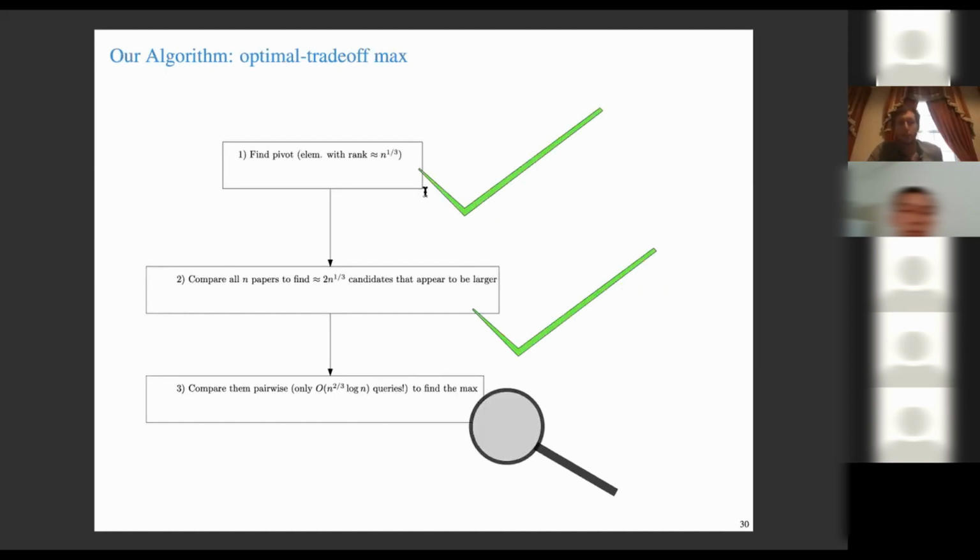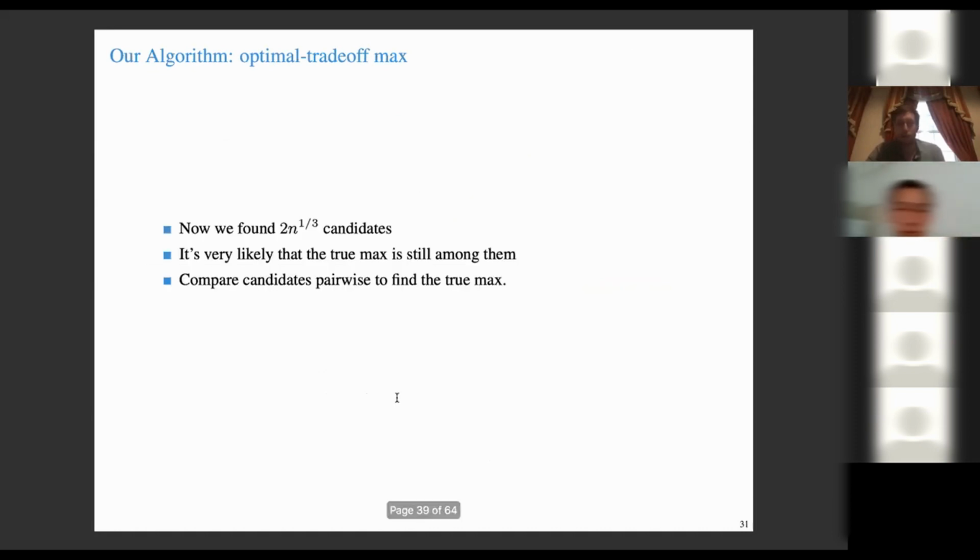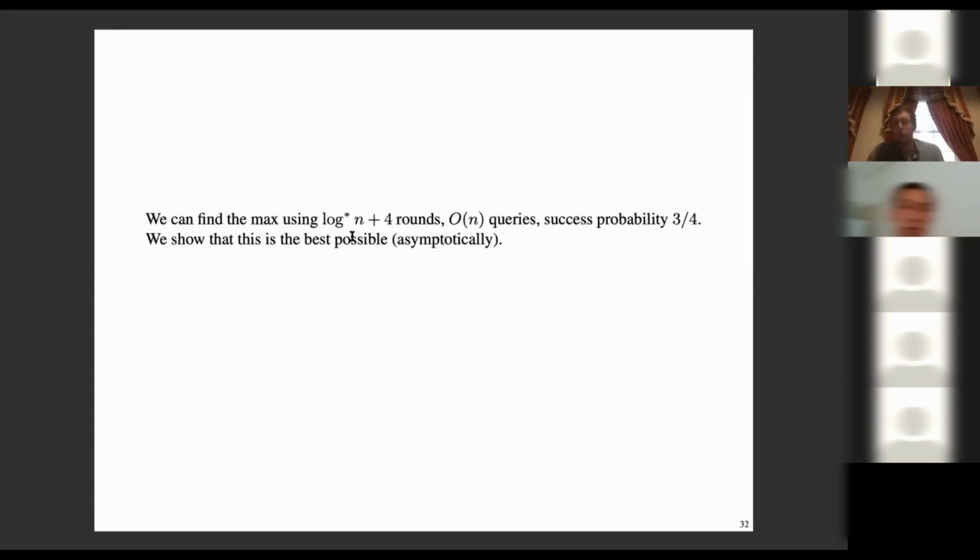And so we did the first part, find this pivot, then we eliminated candidates, and then, as I said, now you're left with very few papers, do pairwise comparisons, and you're done. And this last thing only takes you 1 round. So the first one is going to take you a small constant number of rounds. The second part is going to take you log star n rounds, and then plus 1 round. Okay, and so overall we need log star n plus 4 rounds, and we get a success probability that's constant.